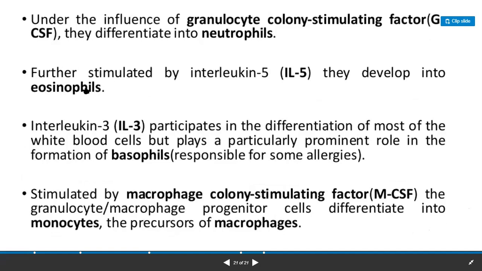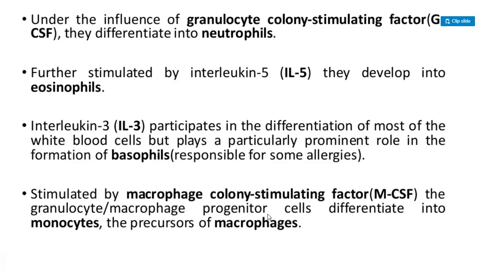Now pay attention to these. Interleukin 5 develops into eosinophil. We'll talk about this later when we're talking about allergic reactions and the role of interleukins. Interleukin 3 participates in differentiation to form basophil, and then macrophages are formed from the macrophage colony stimulating factor.